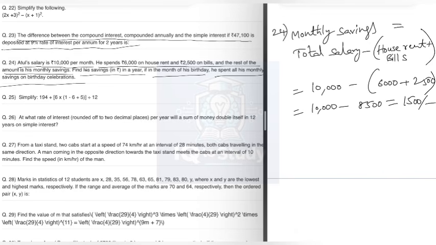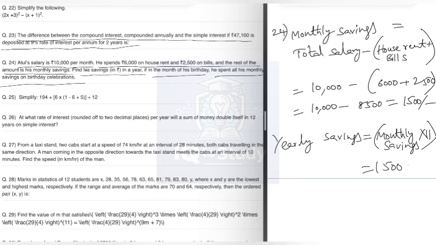Now yearly savings is equal to monthly savings into 11, because in the month of his birthday he spent all his monthly savings on birthday celebrations. So we are taking only 11 months. That is equal to 1,500 into 11. That is 16,500 rupees.